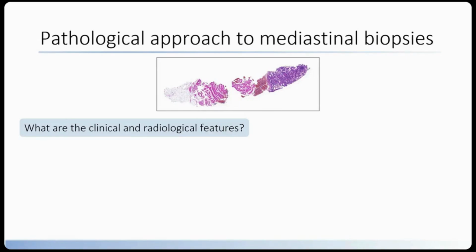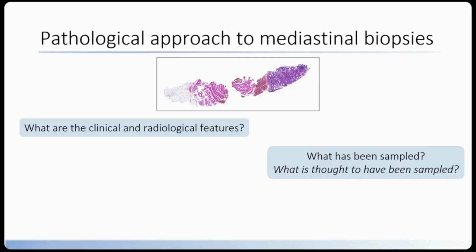Again, what are the radiological features? So principally, is it anterior, middle, or posterior mediastinum? But also, is this a very necrotic lesion? Is this a solid lesion? Is there evidence of calcification? Are there radiological features that may already be leading you down a particular path? Say, for example, in the context of a teratoma and a germ cell tumor, or calcification, again, in a germ cell tumor, or maybe in a thymoma. So we need to think about those features.